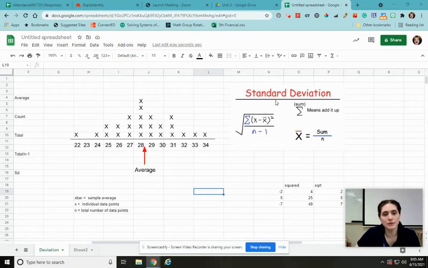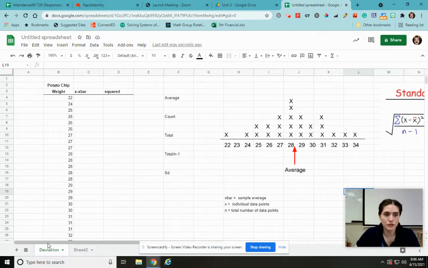Okay, so we just talked about the formula. We just talked about how you add up the x values minus the average, you square them, you add those up, you divide by the total number minus 1, and then you take the square root. That's our standard deviation. I'm going to now show you how to do that in Excel, in this case Google Sheets.